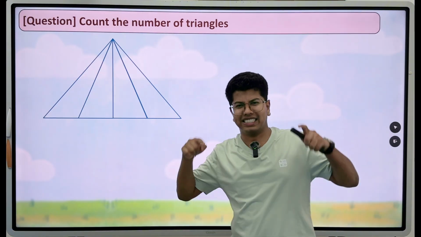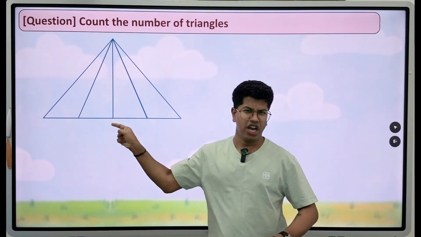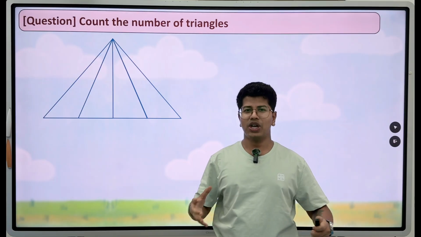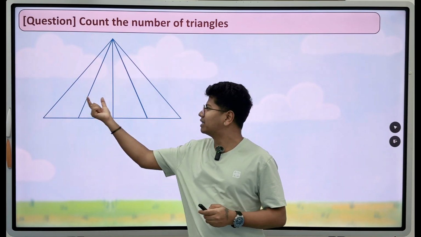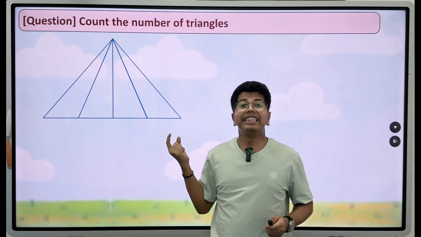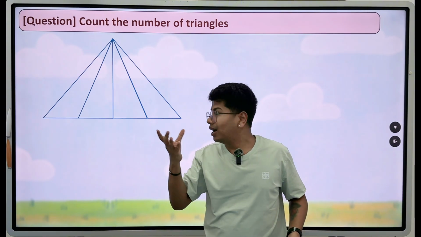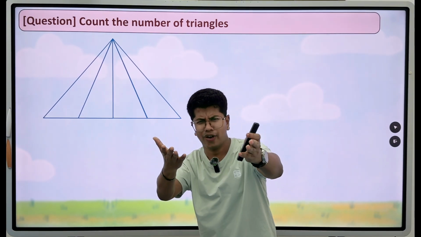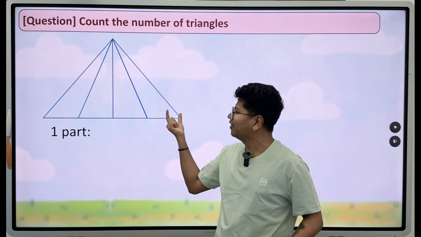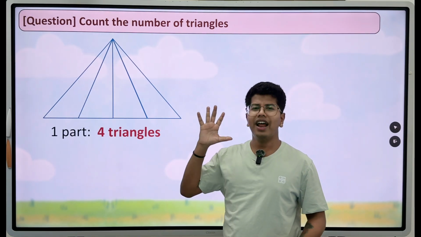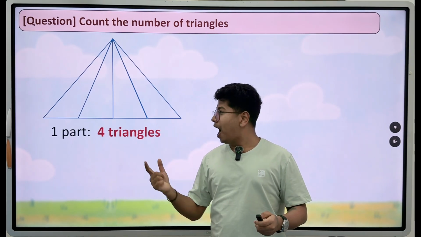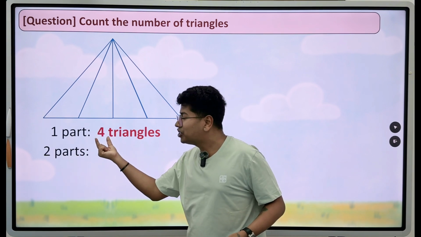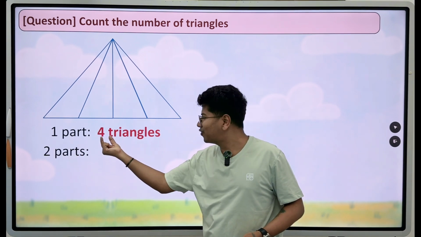Now understanding this, let's try to do our question here. So in our question, we have to count the number of triangles. So the first thing that we count is how many triangles are here. That is 1 part. How many 1 part triangles are here? Wow, very good. It's just 1, 2, 3, 4. So I'll write down 4 triangles. Now after we count 1 part, how to get 2 parts? Oh, we can just remove 1.